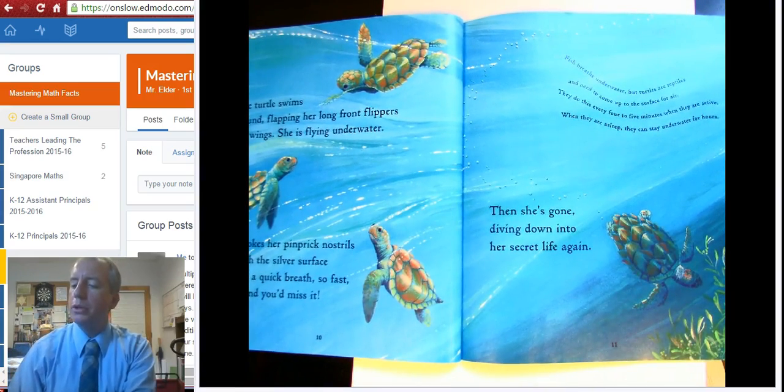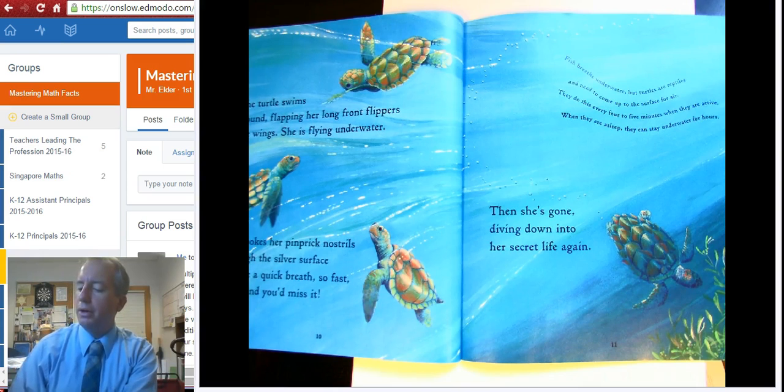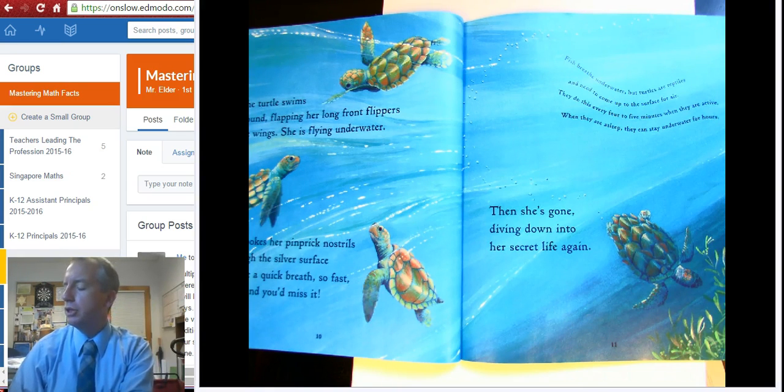The turtle swims around, flapping her long front flippers like wings. She is flying underwater. She pokes her pinprick nostrils through the silver surface to take a quick breath. So fast! Blink and you'll miss it. Then she's gone, diving down into her secret life again.